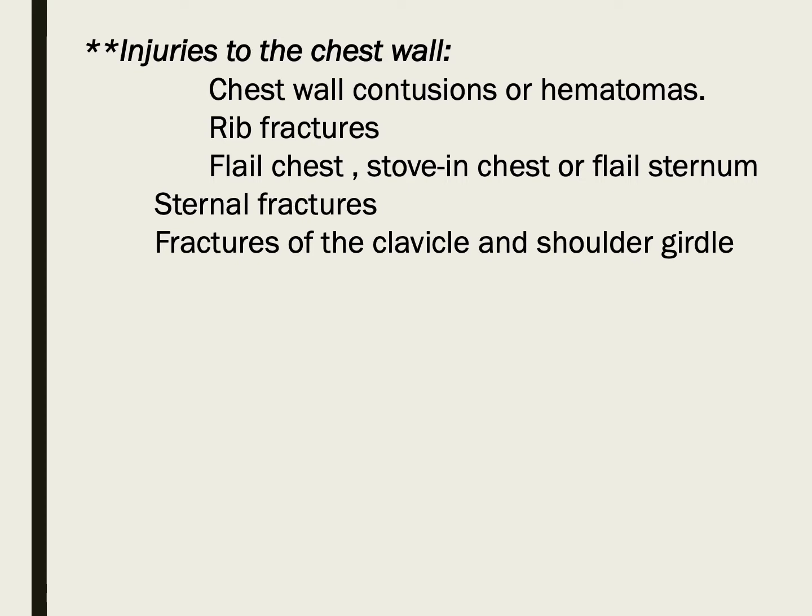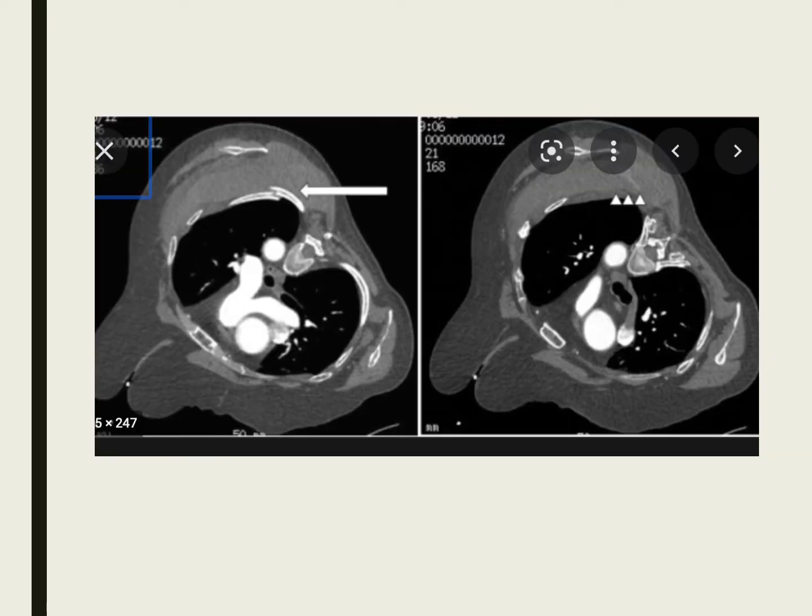So we'll start with the chest wall and go inside. The injuries of the chest wall might result in chest wall contusions or hematomas, rib fractures. If there are multiple rib fractures, it might result in flail chest or stove in chest. If there are bilateral rib fractures attached to the sternum, it might cause flail sternum. It could be isolated sternal fractures or fractures to the clavicle or shoulder girdle.